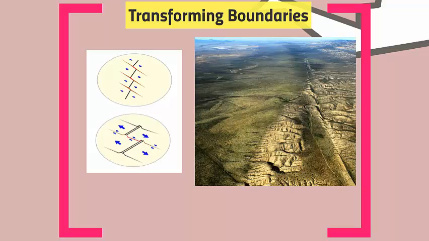Finally, there are transforming boundaries. Instead of pushing together or pulling apart, these boundaries horizontally move alongside one another. An example of transforming boundaries is the San Andreas fault line in California.